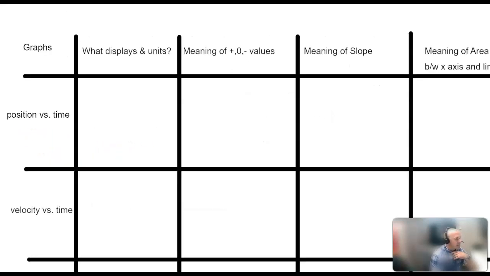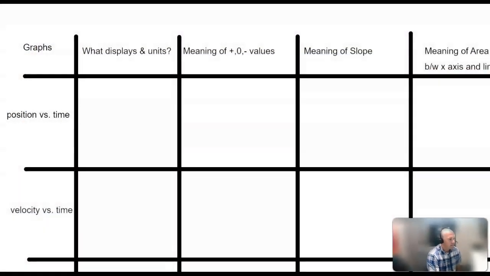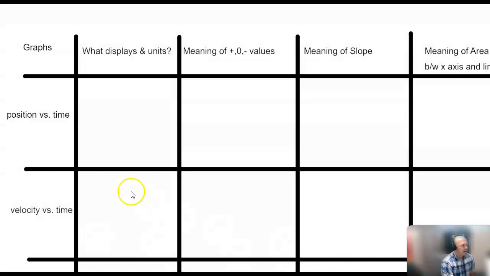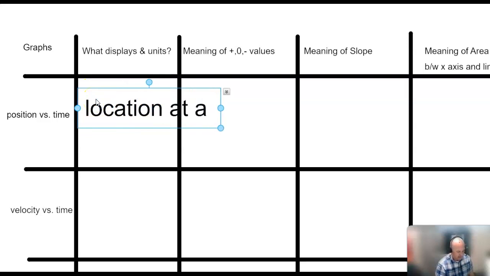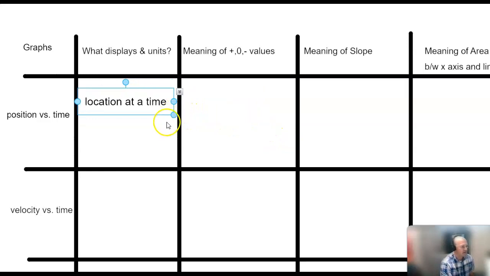So just coming back to this slide, getting into the different types of graphs. Again, we studied position versus time and velocity versus time graphs. So position versus time just displays location at a time. So it's pretty simple. It's just telling you where an object is located at a certain point in time. On the vertical axis, position is in meters, and time is in seconds.